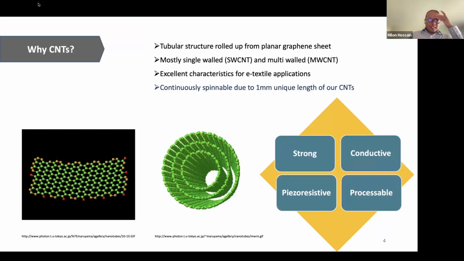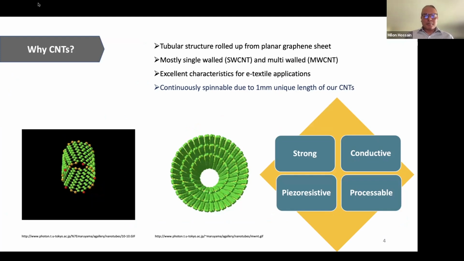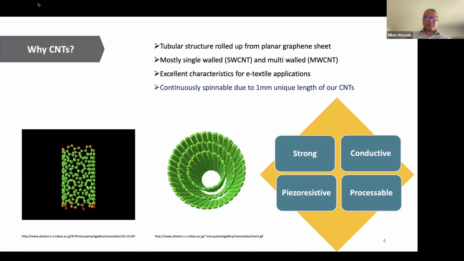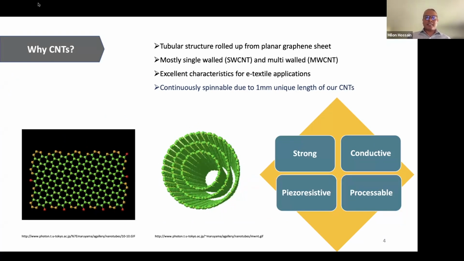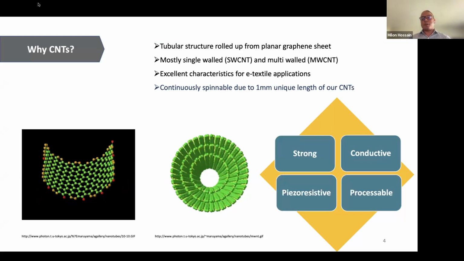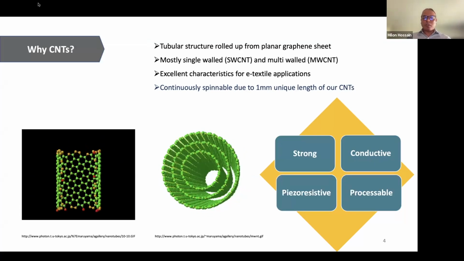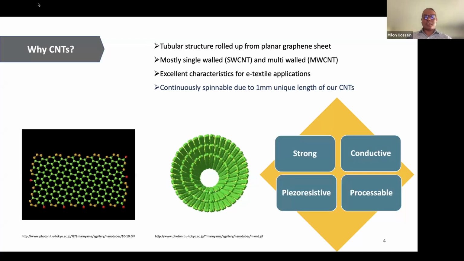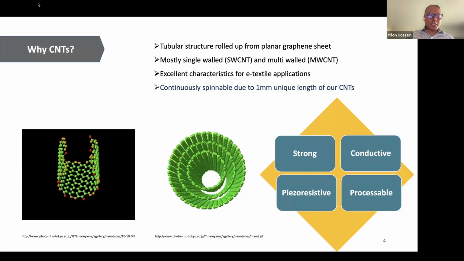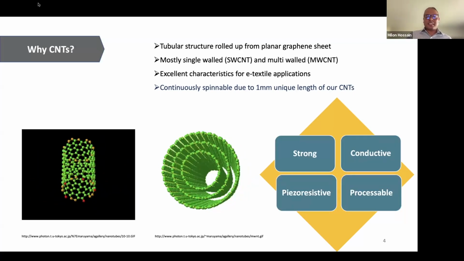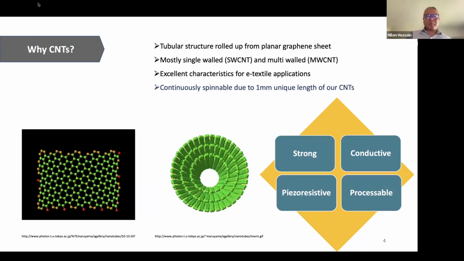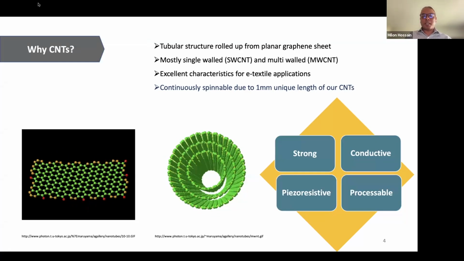So in my work, I use carbon nanotube mostly. So let me talk a bit about carbon nanotube. They are tubular structures rolled up from a planar graphene sheet. Mostly graphene, but when they are rolled up, we call it a carbon nanotube because it looks like a tube. You can see in the animation, when it's flat, it's graphene, but when it is rolled up, then it's carbon nanotube because it's in tubular form.